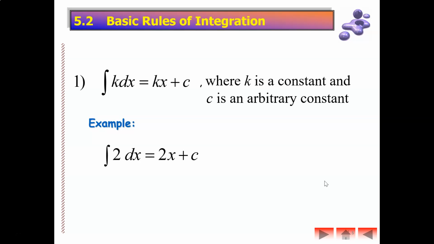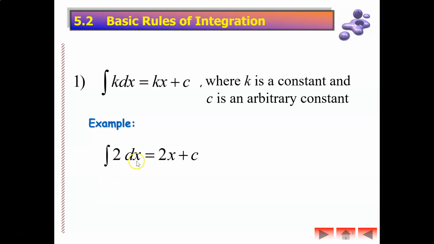So this is subtopic 5.2, basic rules used in integration. The first one is when you integrate k dx, you will get kx plus c, where k is a constant and c is an arbitrary constant. So you have k over here as a constant. When you integrate, you will have kx plus c, where c we don't know, the constant might be 1, 2, 3, and so on.